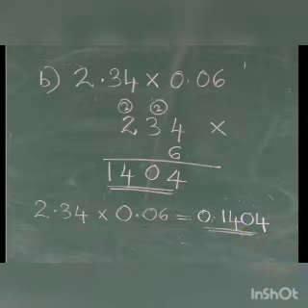0.1404. You know why we took 4 places? Because here it is 2 places. Here also we have 2 places. So we have to take the sum of the places. Next example.